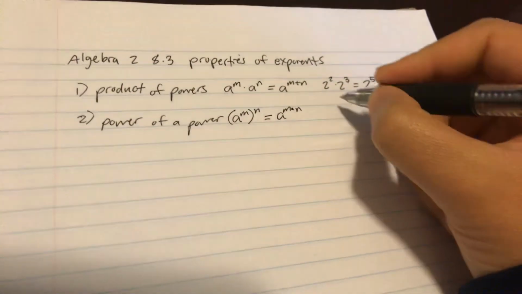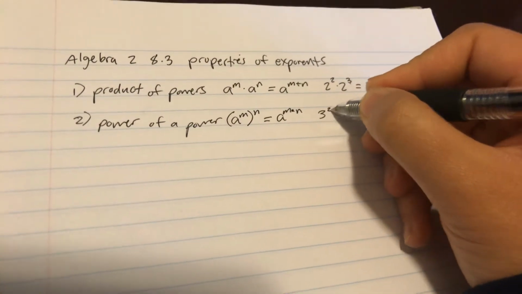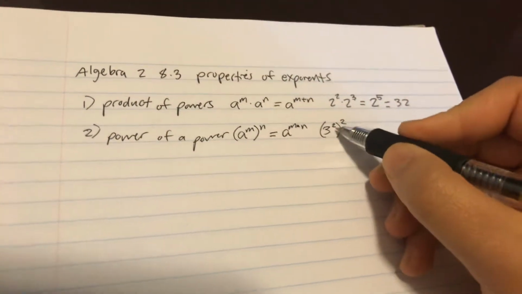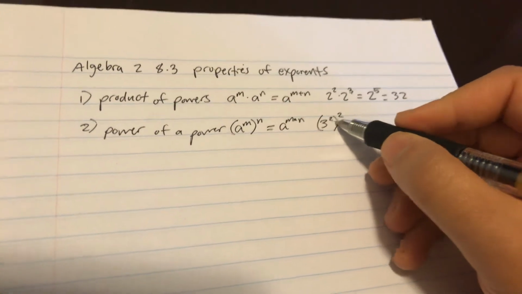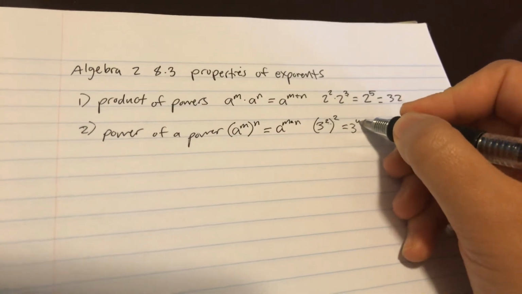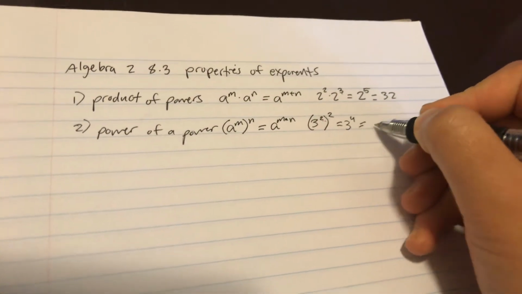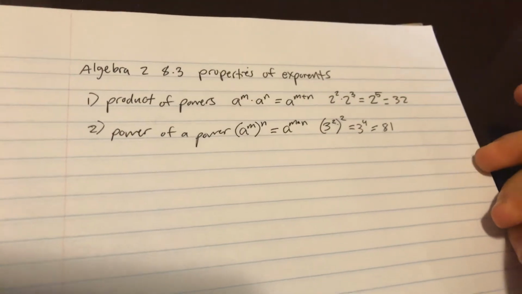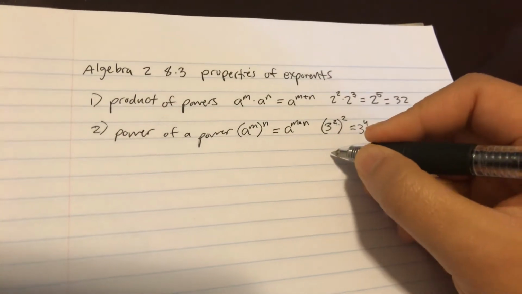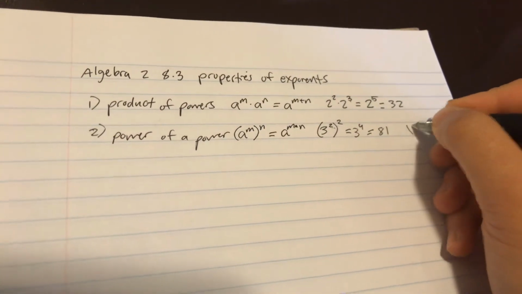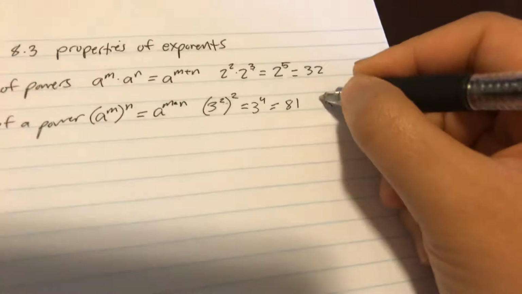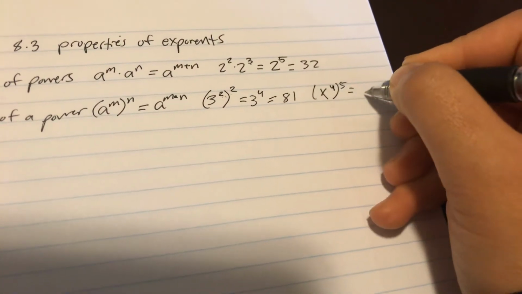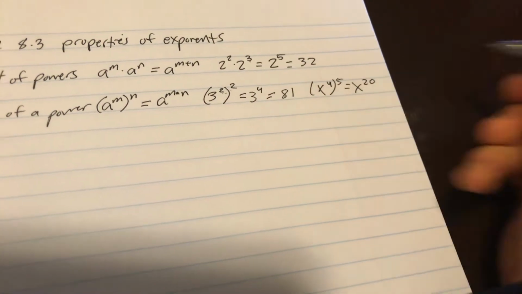Alright, so again, for example, let's say we have 3 squared, all to the 2nd power. Okay, so in that case, we're going to multiply these two exponents. So 2 times 2 is 4. So 3 to the 4th, which would give us 81. Just another example for y'all to see. So let's say we have x to the 4th to the 5th power. Again, we're just going to multiply these two exponents. So that would give us x to the 20th.